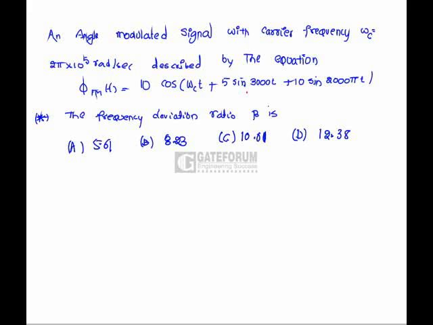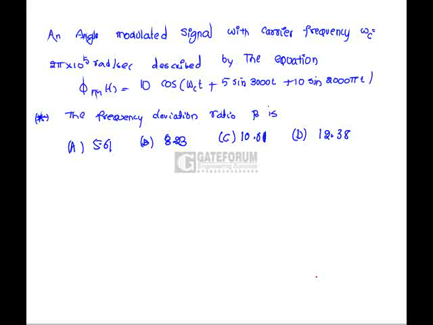Angle modulated signal with a carrier frequency omega c, that is 2 pi into 10 power 5 radians per second, described by the equation phi FM of t. We have to find out the frequency deviation ratio. So first of all, in order to find out frequency deviation ratio, what does it mean?